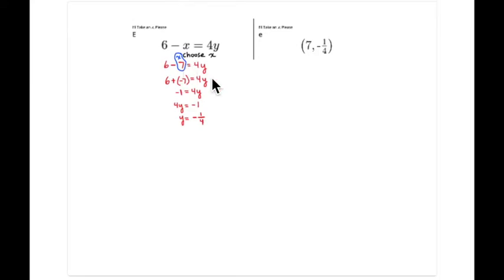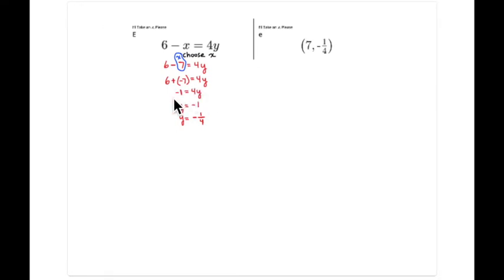So what's x? x is 7. So 6 minus 7. So x is 7, equals 4y. So this is where it's useful to change this to addition. So you use the inverse operation, and the additive inverse of a positive 7 is negative 7. So now you can see that 6 plus a negative 7 is negative 1.